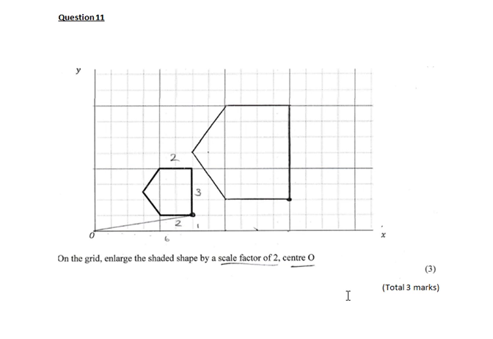So on question 11, we have to enlarge the shape by a scale factor 2. Now if you take any point on this shape, because the centre is O, the origin, we have to double the distance from the origin. So if you take this point for example, it's 6 across and 1 up. If we double that, we'd go 12 across and 2 up. We do the same with every corner.